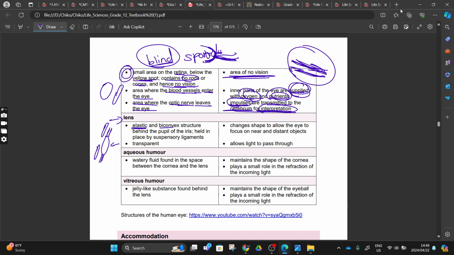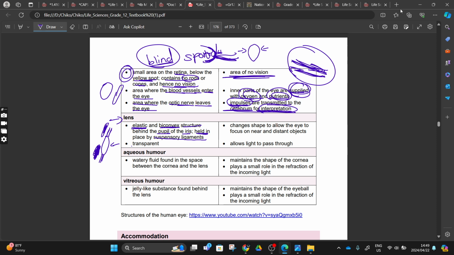Elastic and biconvex, right? I told you that convex is like this, so biconvex means like this. Concave this side, convex this side. Convex this side, convex this side, right? So this one is an elastic biconvex structure behind the pupil of the iris, right? Behind this iris here. How you want to talk about this will be up to you. But here they are telling us this one is an elastic and biconvex structure behind the pupil of the iris. It is held in place by a suspensory ligament.